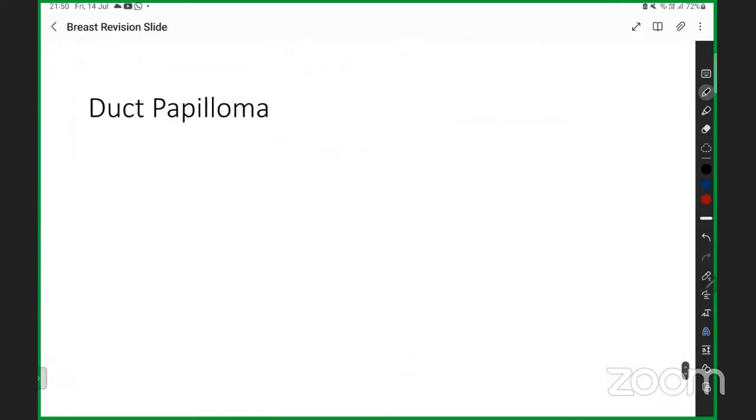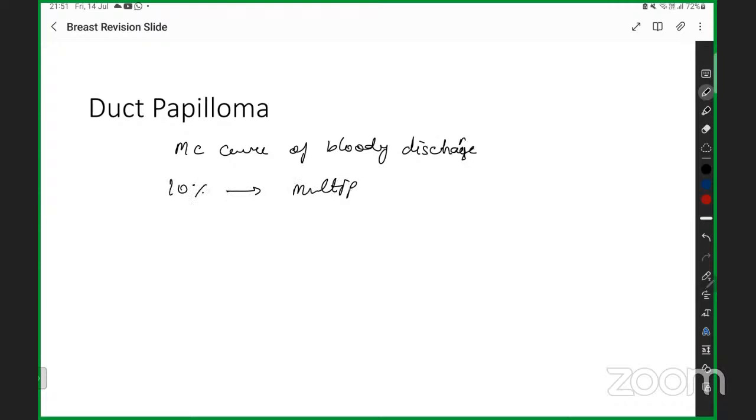That is going to be duct papilloma. What is a duct papilloma? This is the most common cause of bloody nipple discharge. Remember, 10% of cases can go on to multiple papillomas, and 10% can be associated with DCIS.